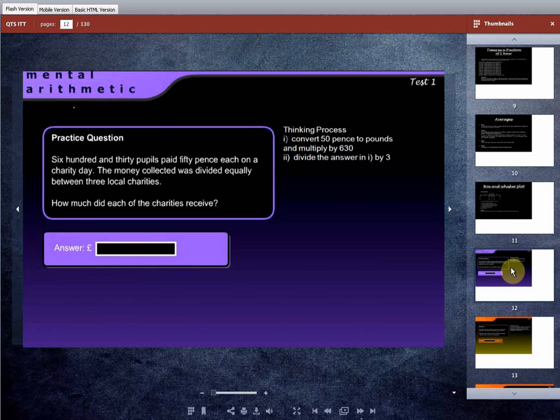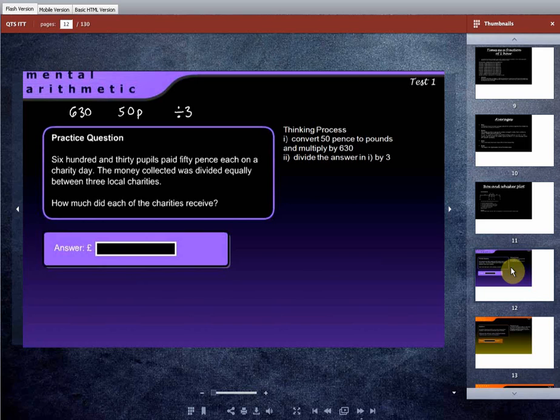Test 1, practice question. 630 pupils paid 50 pence each on a charity day. The money collected was divided equally between 3 local charities. How much did each of the charities receive?